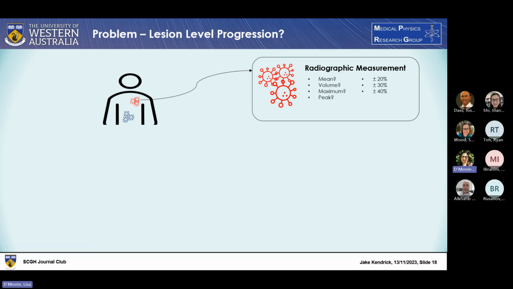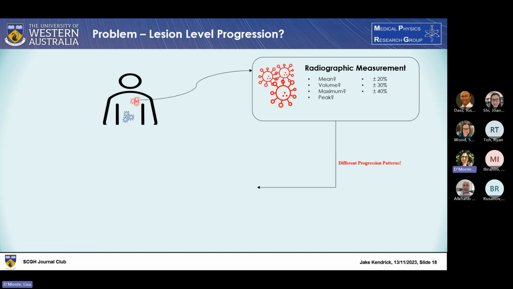And then the second question you might ask is, what response assessment threshold do we actually use to make this classification, right? So is it, if the SUV mean changes by more than 20% between baseline and follow-up, then we start classifying it as a progressing lesion, or is it plus or minus 30% or plus or minus 40%? So there's a number of different ways we can make this measurement.